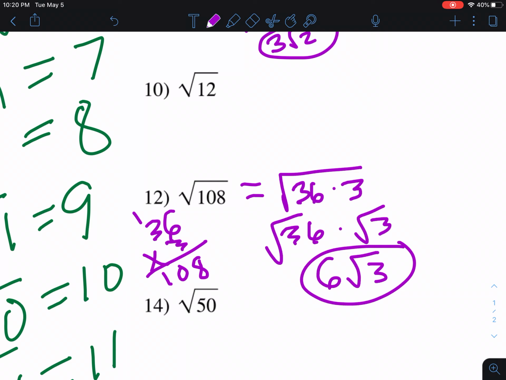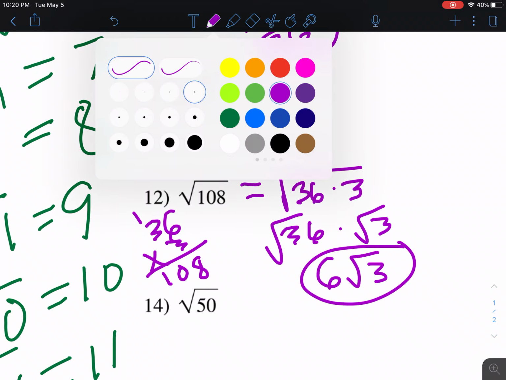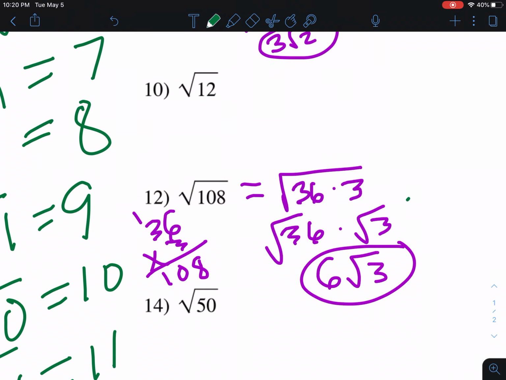Let's pick another one. And what I'm going to do is skip a step this time. If you look at this step here, it's kind of an unnecessary step. If you know that the square root of 36 is 6 and that it's going to come out of the square root, you can pretty much just skip from here to here. And that's what we're trying to do on this next one.